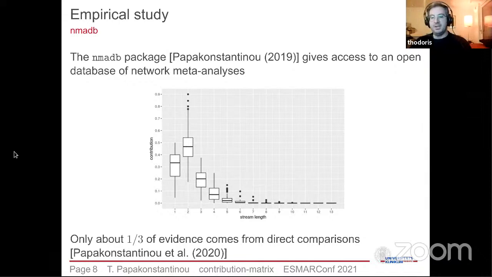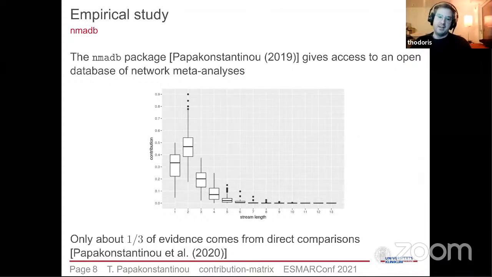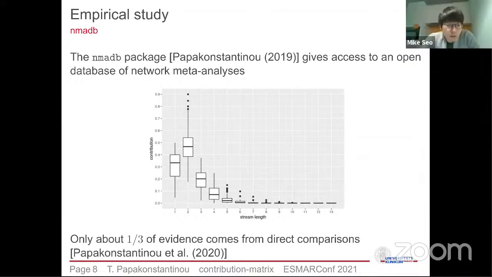And we see here the distribution of contribution of streams by their length. And what we see is that the direct contribution is only about a third, 30-something%, while the contribution of a stream of length 2 is significantly more on average.